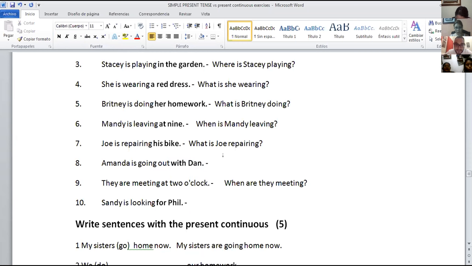Where is it going? No, because the answer is with Dan. Para que me responda con Dan, con Francisca, con Cristina, con... Carla, the question is who is Amanda going out with? Dan. Okay, Carla, the next one, please. They are meeting at 2 o'clock. When are they meeting? Carla, number 10.